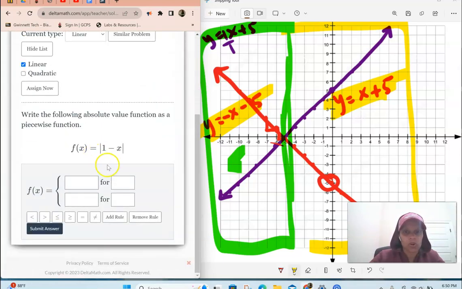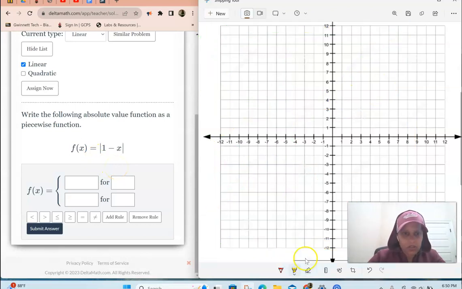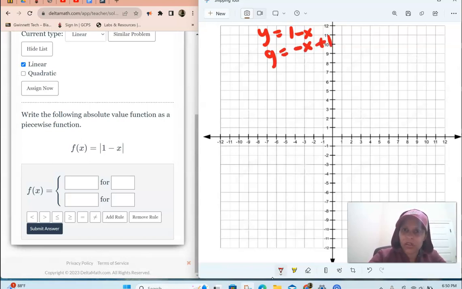I'll just do one more. So here's another one. All right, so again, we start by graphing it. So I'm going to graph the first one, y equals 1 minus x, right? So again, writing that in y equals mx plus b, this is negative x plus 1. So it's negative 1 over 1, starting at 1. We're going to go down 1, right 1, down 1, right 1, and so on, like that.